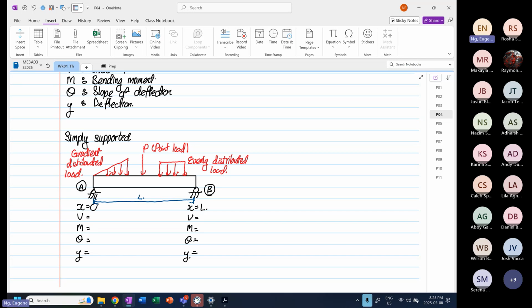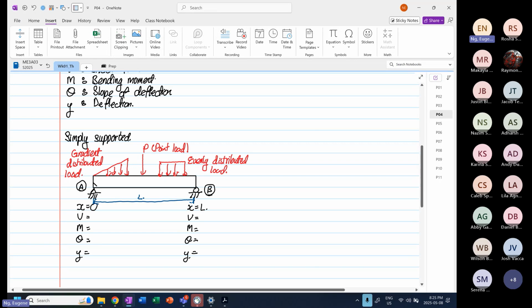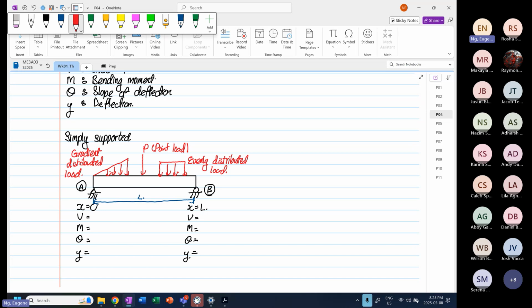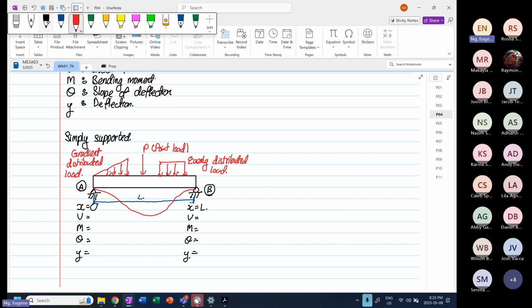Now the next thing I will do is sketch the deformation pattern. This is just a sketch. The deformation pattern, for example, looks like this. Again, this is just a sketch. A boundary condition has to be a situation where you know what is going on at that specific point.